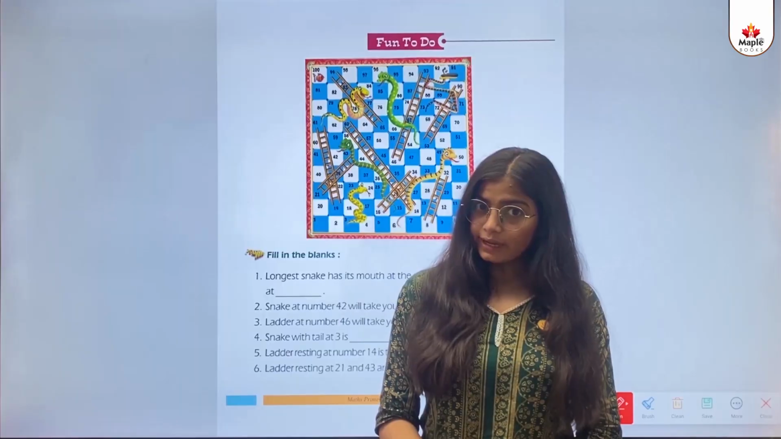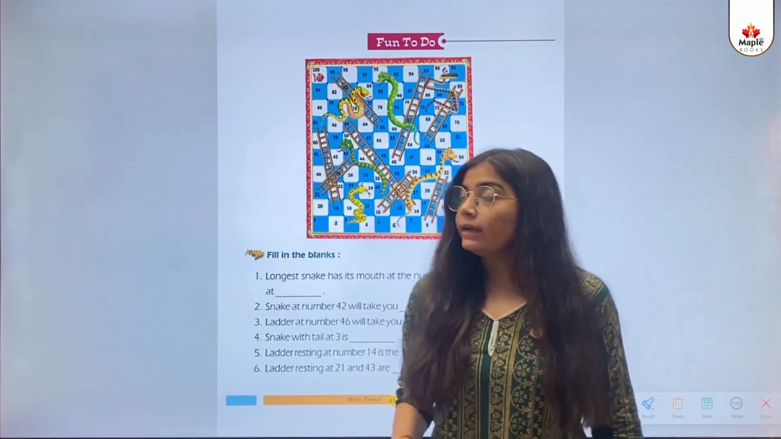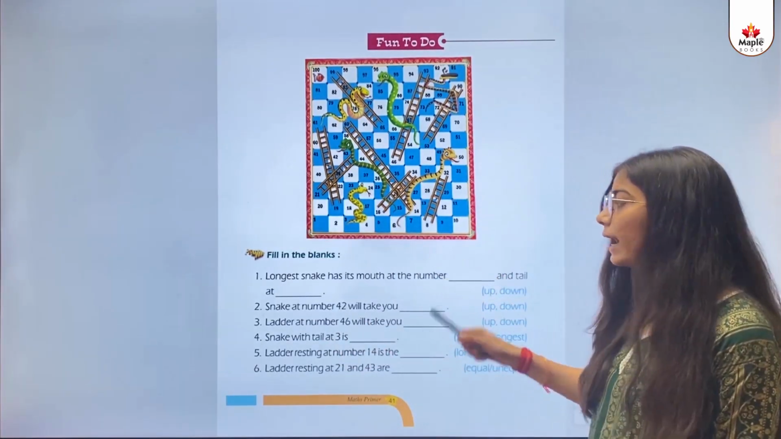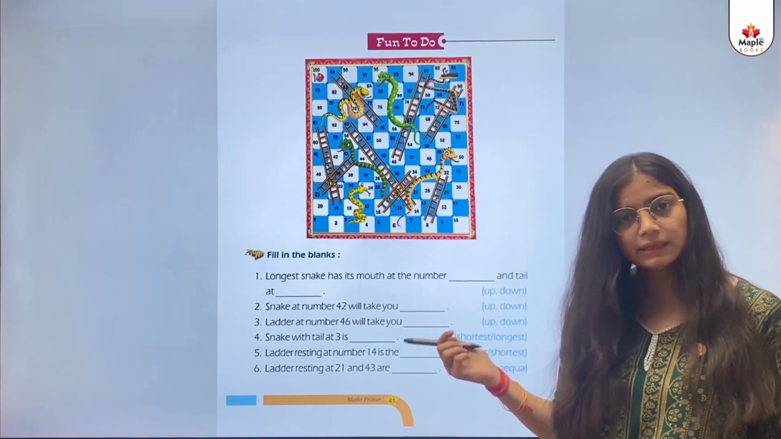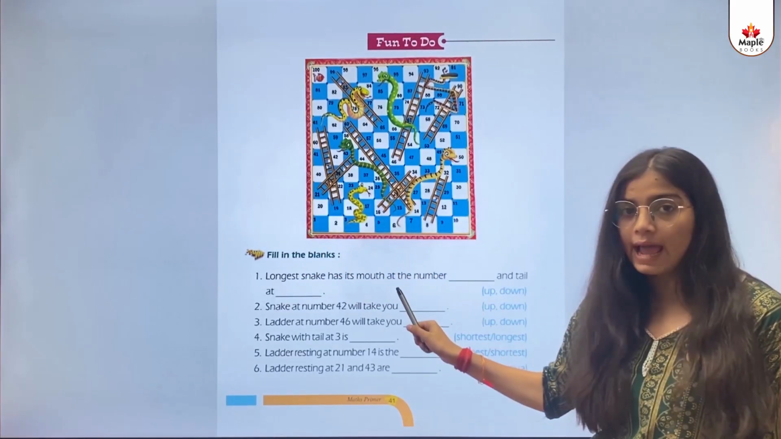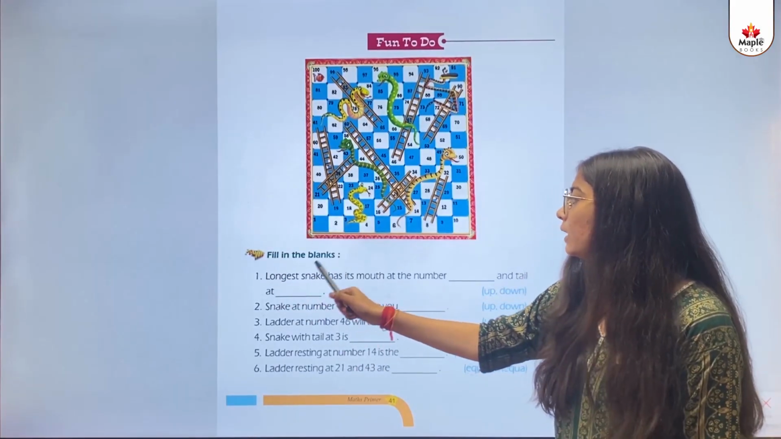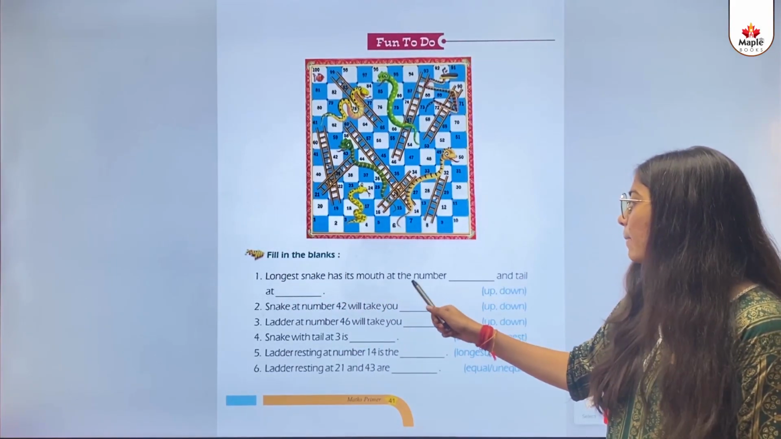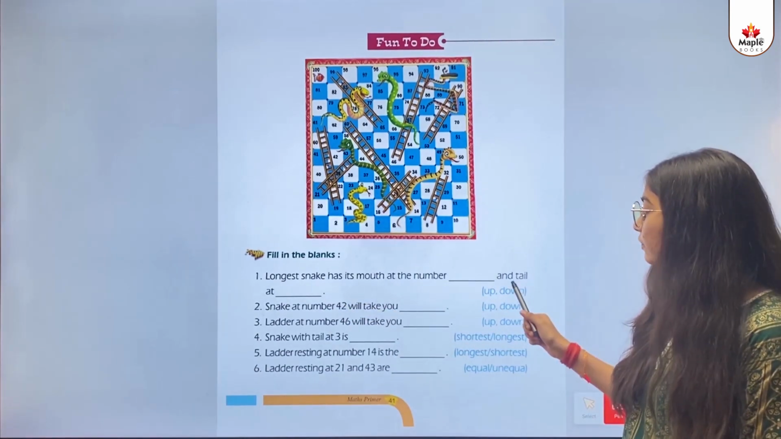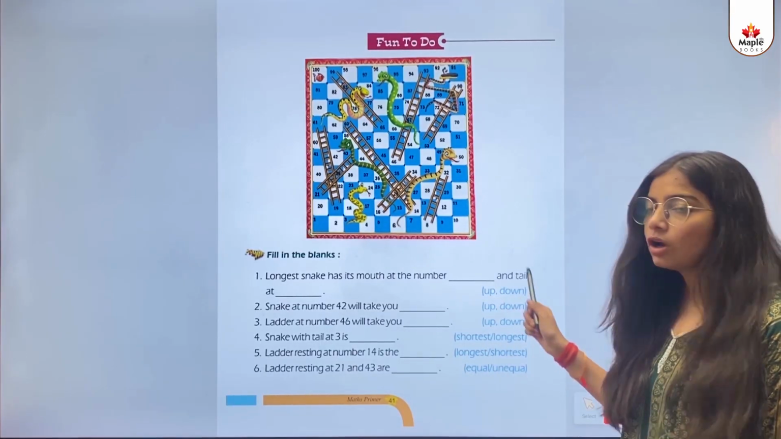So kids, as you can see, there is a picture given of a snake and ladder game. And based on that, you have to do some questions. So now we will look at some questions and fill them in together. The question is, fill in the blanks. Clear? First one. Longest snake has its mouth at the number dash and tail at dash. We have been given options also, so we need to answer from the options only.